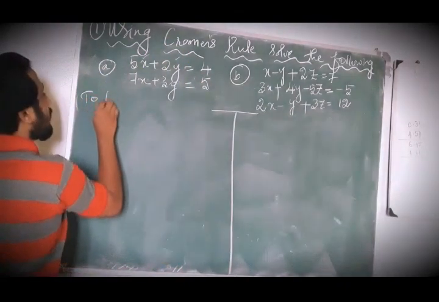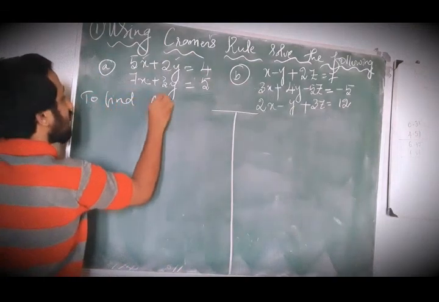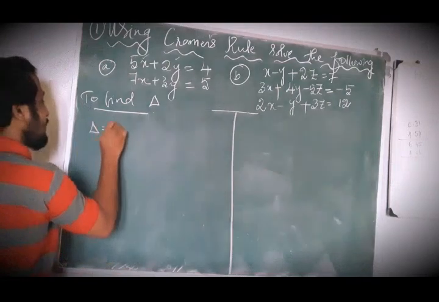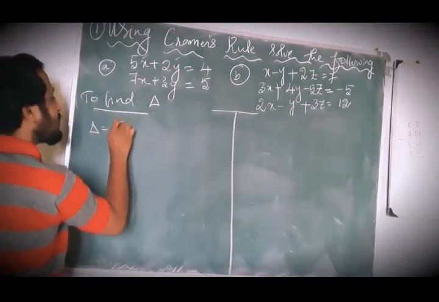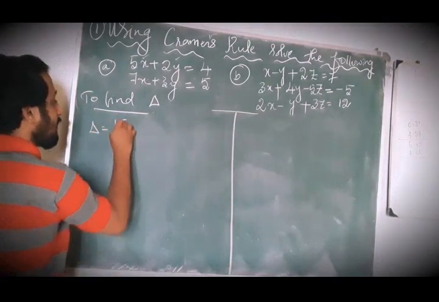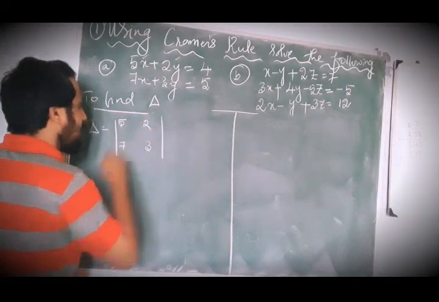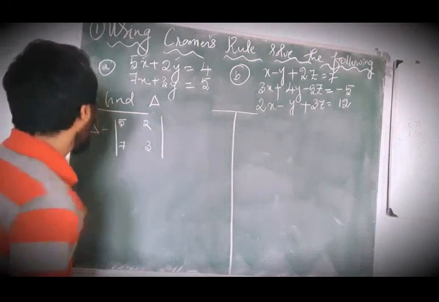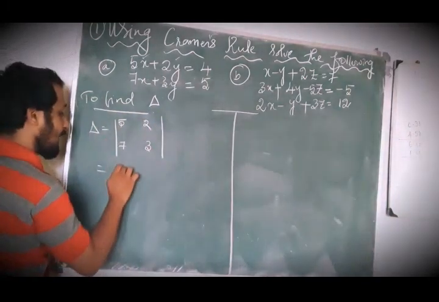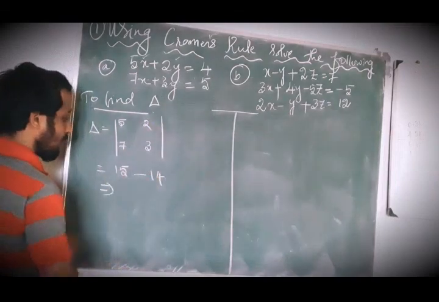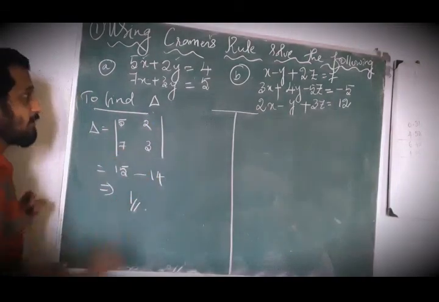So first of all, to find delta, you have to take the determinant. Delta is equal to the determinant of the coefficients of the unknown variables, that is 5, 2, 7, 3. Taking the determinant, that is 5 times 3 is 15 minus 7 times 2 is 14. So the determinant value is equal to 1.